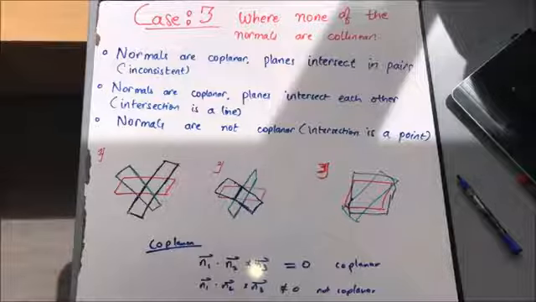Coplanar is when normal 1 dot normal 2 cross normal 3 equals 0, while non-coplanar is when it's not equal to 0.